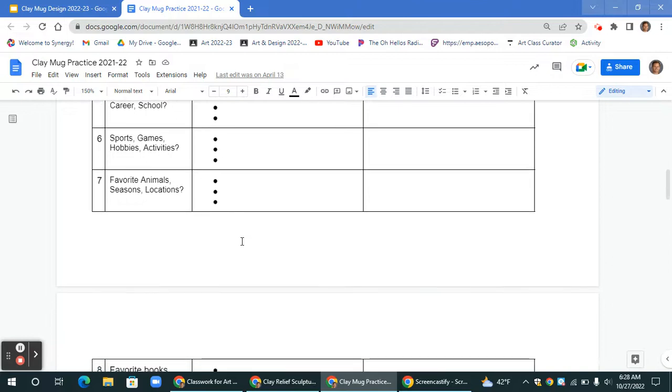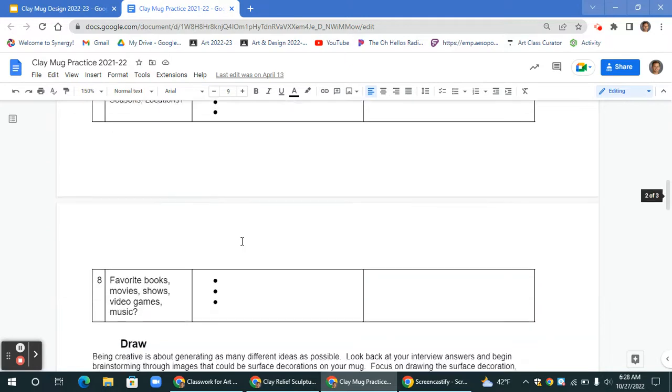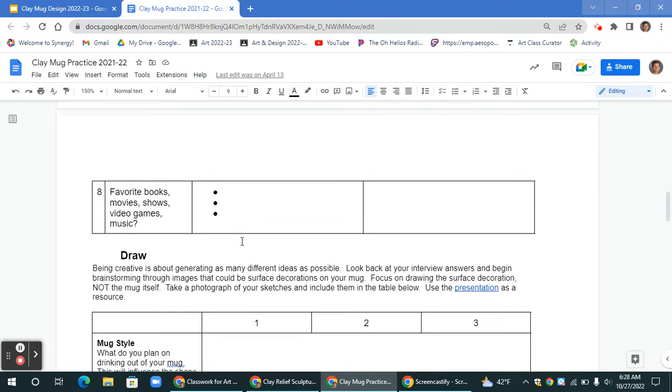And then favorite animals, seasons, and locations. The favorite locations could be a place that they have visited or have not visited. It's up to you. And then question 8, favorite books, movies, shows, video games, and music. Those are pretty self-explanatory.